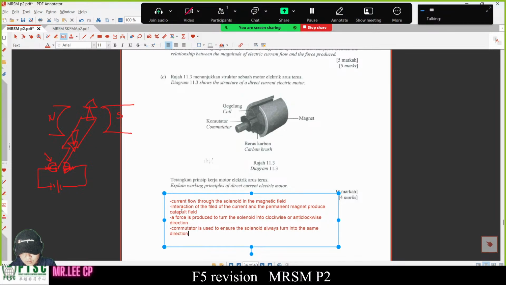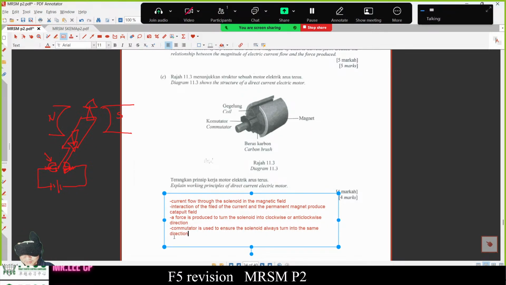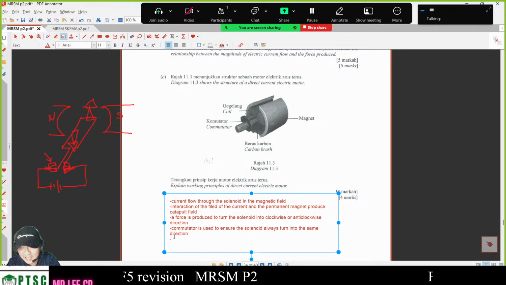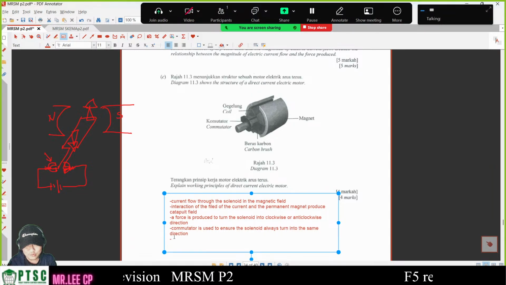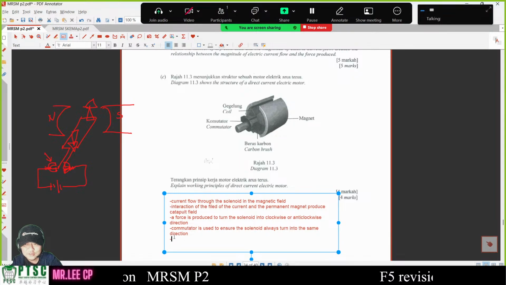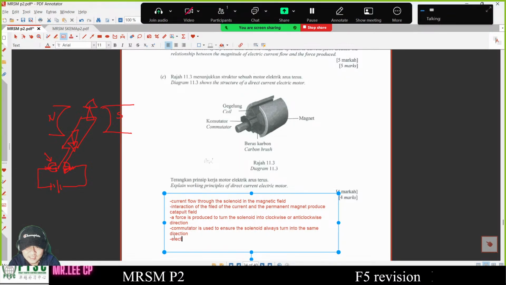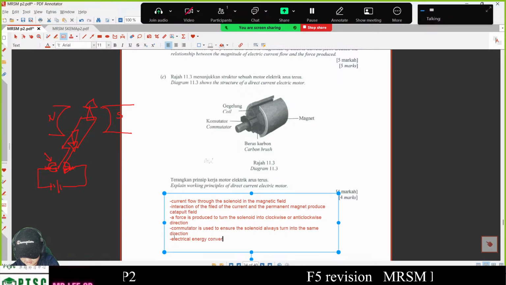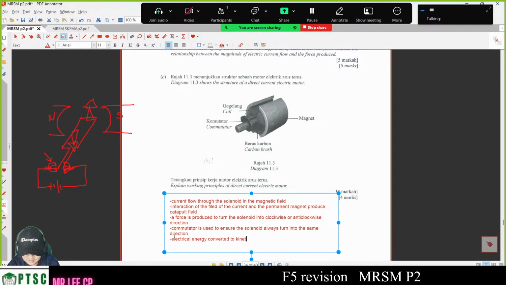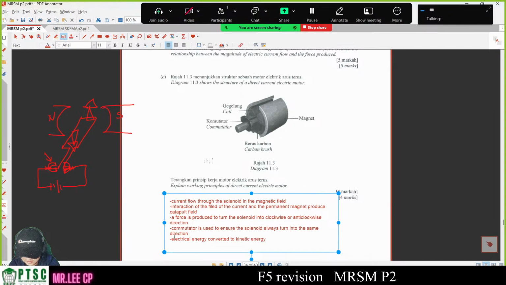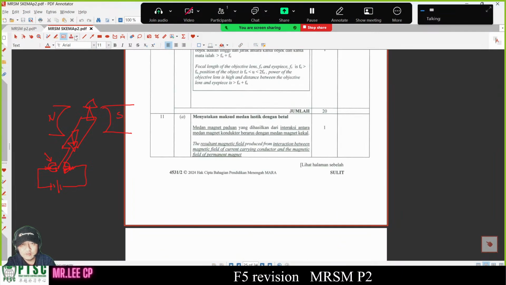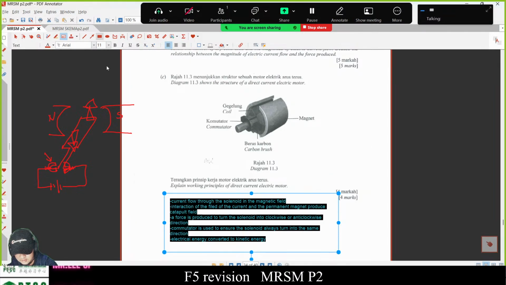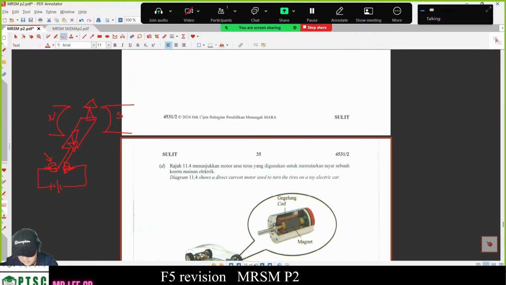Okay, 1, 2, 3, 4. So I added, I'm afraid because of this format, I put 4 letters, not enough. How? So the electrical energy is converted to kinetic energy. Okay, this is what I have, and then I put it to here. See, wait, I put it to here.